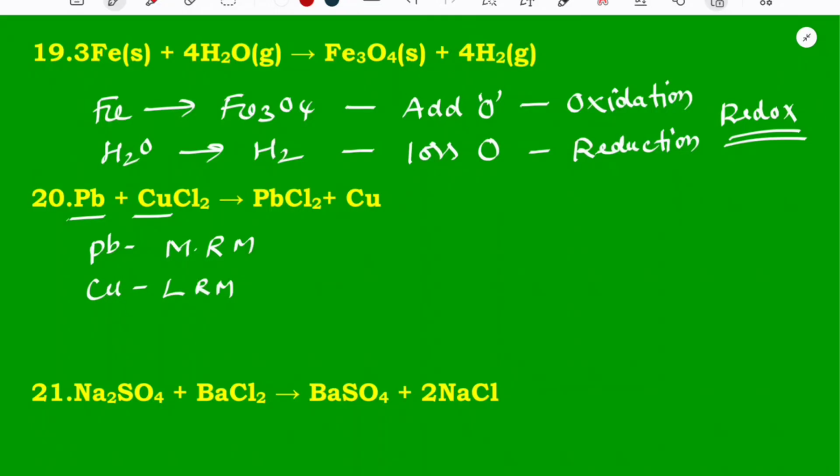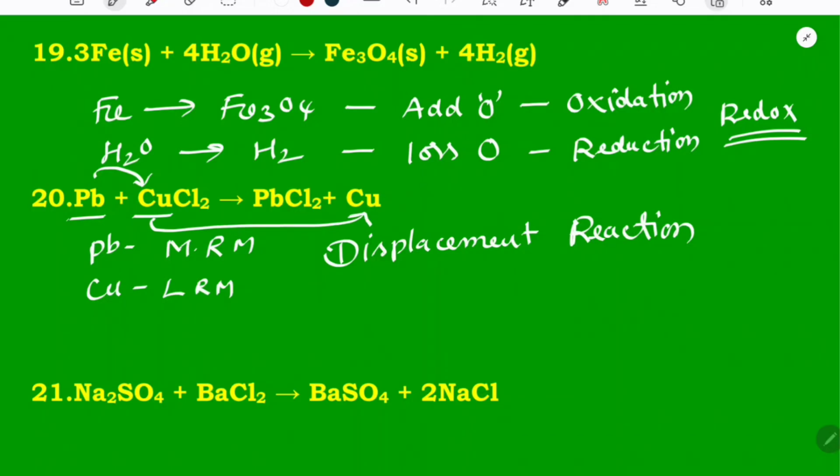So here, what is that reaction? Displacement reaction, a single displacement reaction. Only one displacement takes place, meaning lead is shifting the copper out from the copper chloride. One thing you remember: in a displacement reaction, the single metal should be more reactive, only then does the displacement reaction take place. Otherwise, it does not. Here lead is more reactive than copper, that's why lead can displace the copper from the copper chloride. That's all. So next.